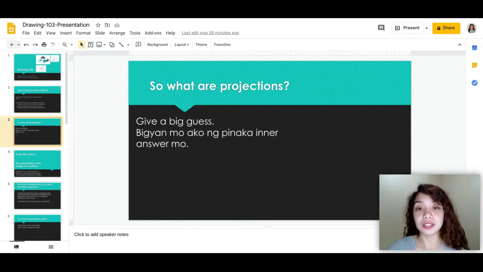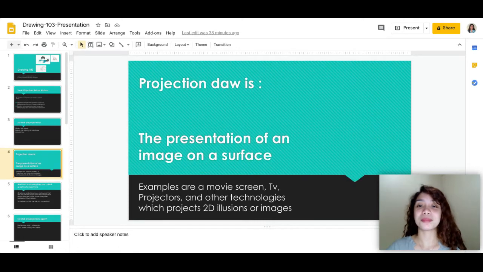So what is projections? What are projections? Give me a big guess. Bigyan mo ako ng pinaka-inner answer mo. Okay. Pag sinabing projection, it is the representation or presentation of an image on a surface. Examples of this are movie screen, TV projectors, and other technologies which projects 2D illusions or images.